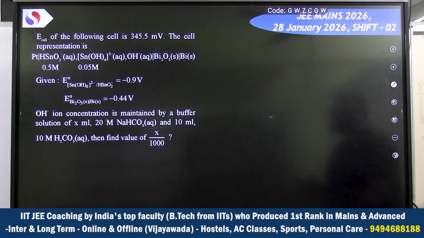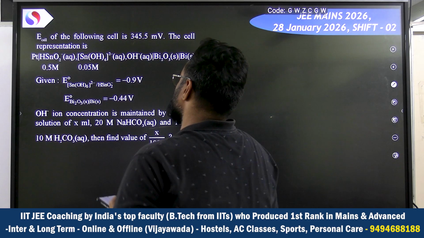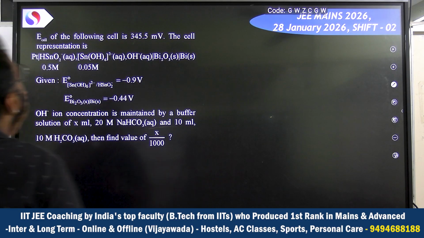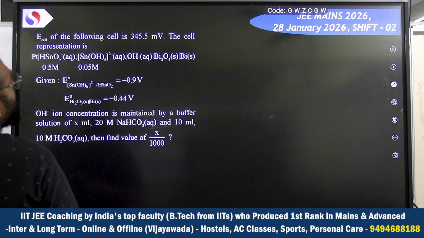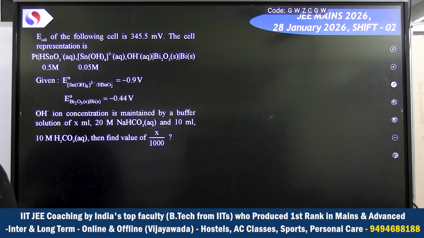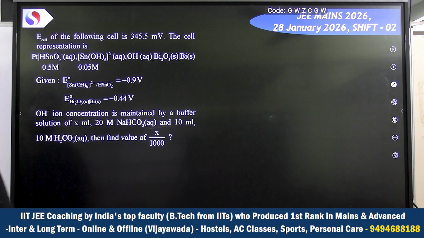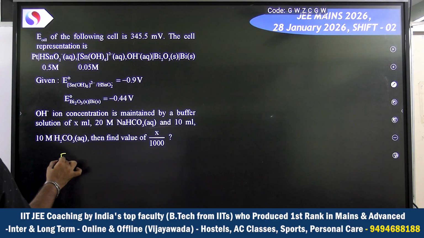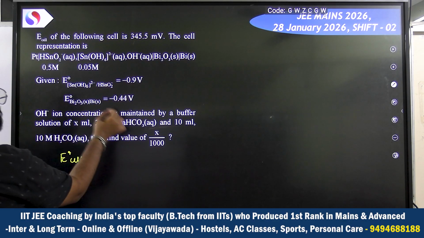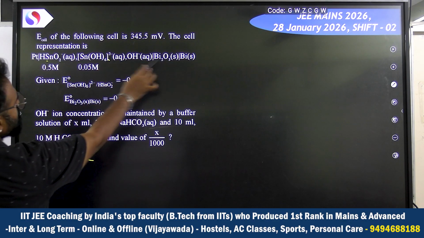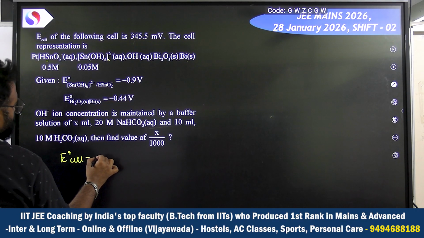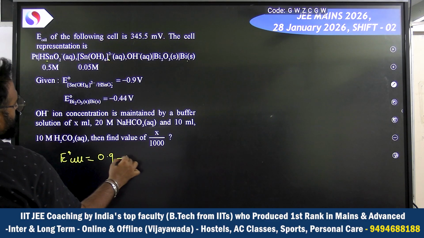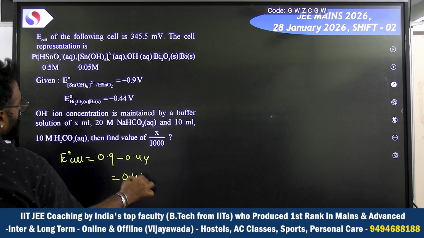Okay. Chalo. Next. The E cell for the following is 345.5 millivolt. The cell representation is this. This is the cell representation, 0.5, 0.005 given. So सबसे पहले we need to find E naught cell. So E naught cell should be यहाँ पे this is, and this is undergoing reduction. So this will be 0.9 minus 0.44. So this will be 0.46 volt.